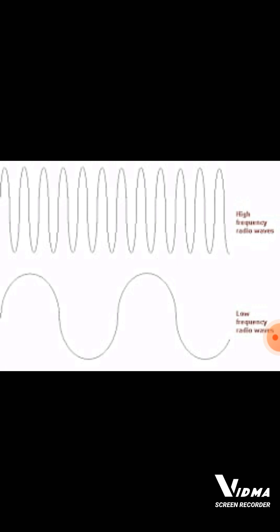Time period. The time taken by two consecutive compressions or rarefactions to cross a fixed point is known as the time period of the wave. The SI unit is seconds. Time period and frequency are related as follows: ν is equal to 1 by T.